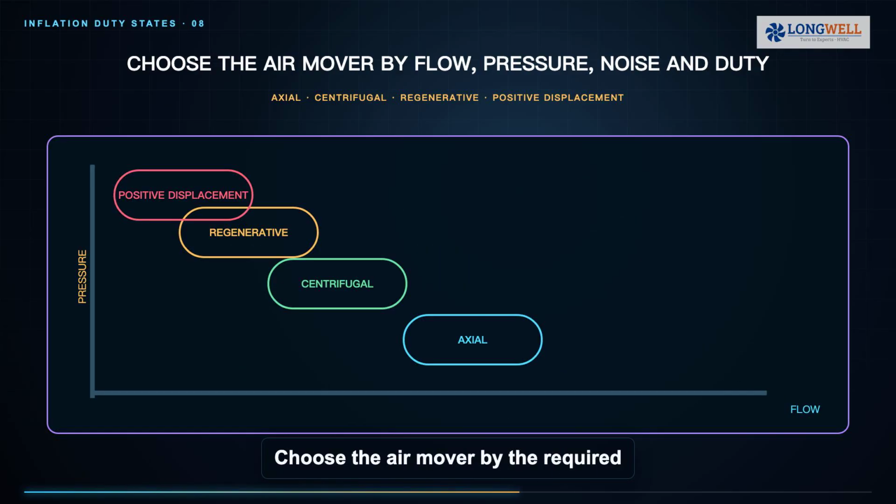Choose the air mover by the required flow pressure region and duty. Axial, centrifugal, regenerative and positive displacement architectures occupy different parts of that map. Compare them at the same supply, restriction, speed, temperature, sound boundary, and package size. The product name alone does not select the technology.